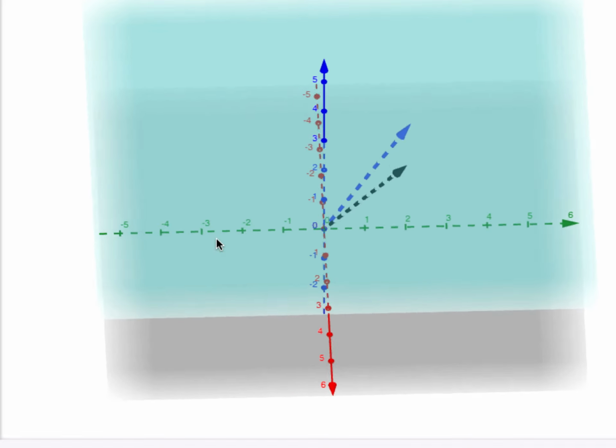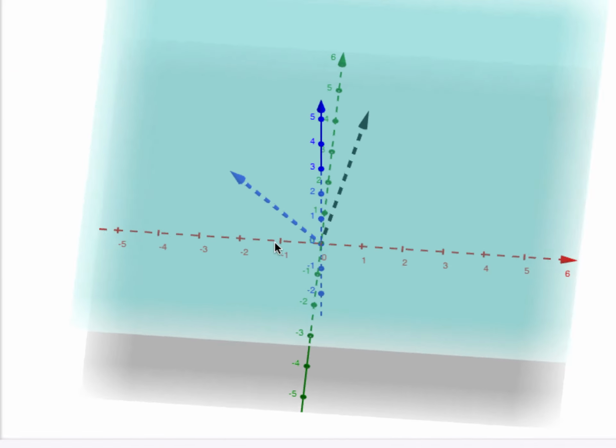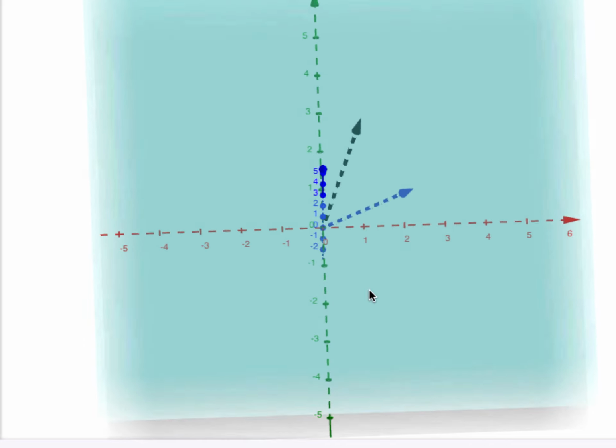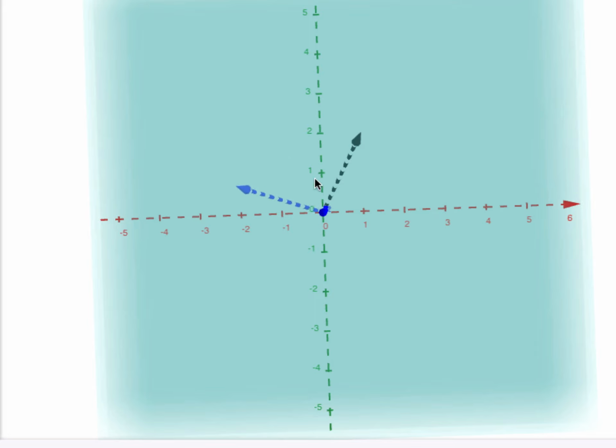So let's look straight down the z-axis in such a way that we can orient it so the x and y axes are in their normal orientation. So the x-axis pointing to the right, the y-axis pointing up, and looking straight down this, it looks like a 2-dimensional rotation.